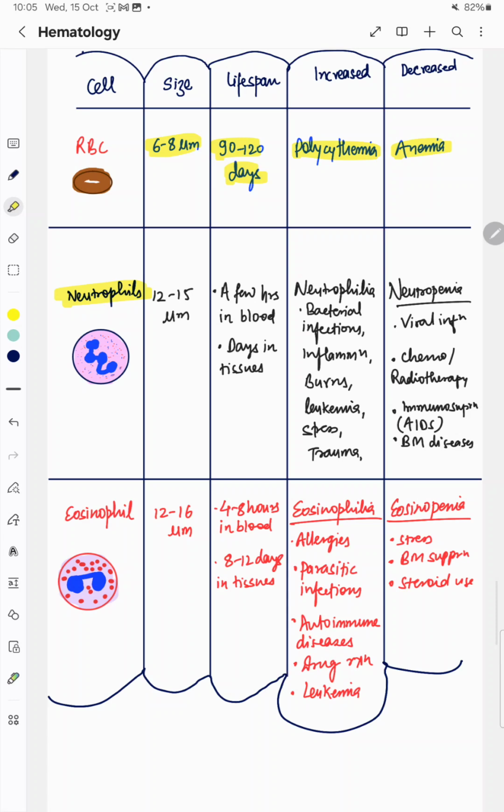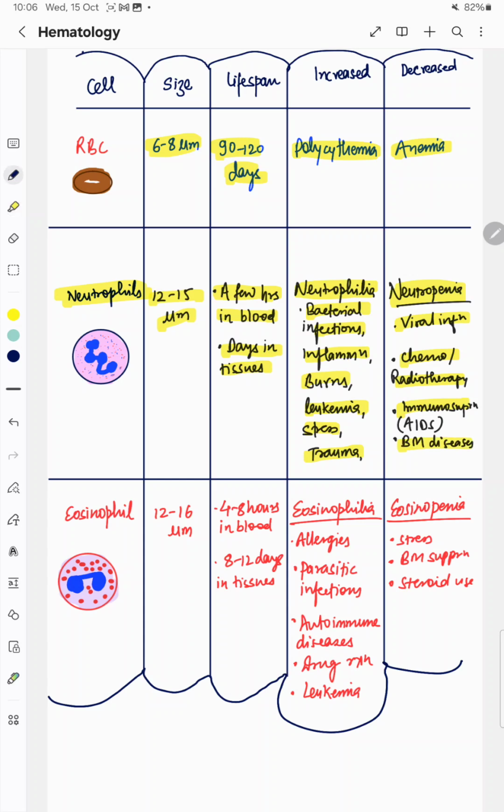Then we have neutrophil. The size of a neutrophil is 12 to 15 micron. Lifespan is a few hours in blood and maybe some days in tissues. When neutrophils increase, the condition is known as neutrophilia, which is seen in bacterial infection, inflammation, burns, leukemia, stress, trauma. On the other hand, decreased neutrophil count is known as neutropenia, which is seen in viral infection, chemo and radiotherapy, immunosuppression and bone marrow diseases.